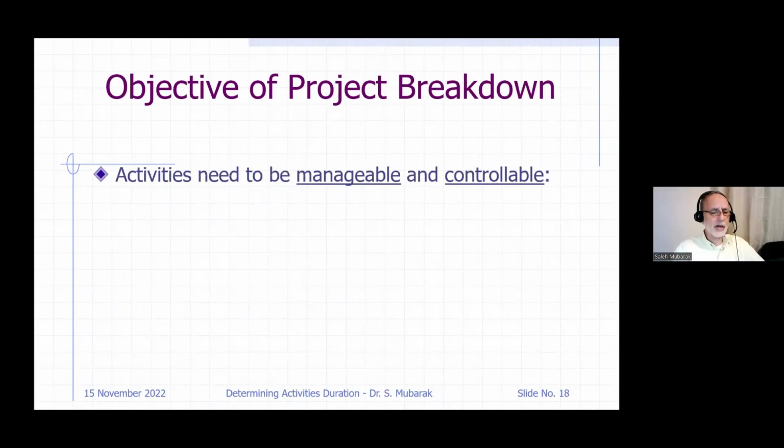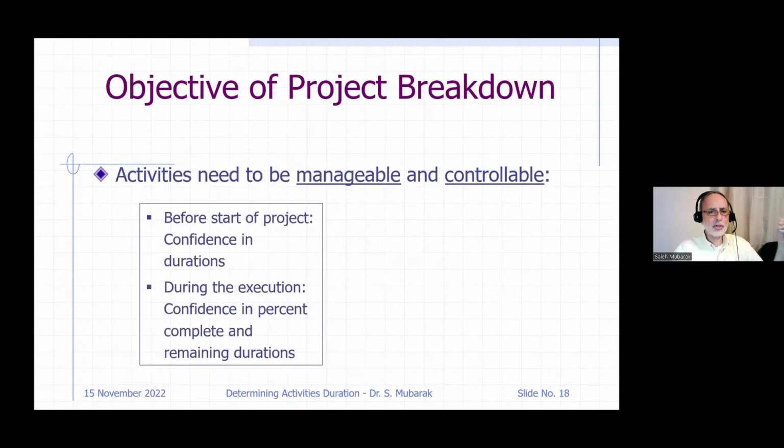The objective of the breakdown, in order to be accurate in the estimation of durations, is that the activity has to be simple, manageable and controllable. So what does that mean? Before the project starts, it means you have confidence in the duration. And during the execution, you have confidence if you say, I'm 60% complete. How did you calculate the 60% complete?